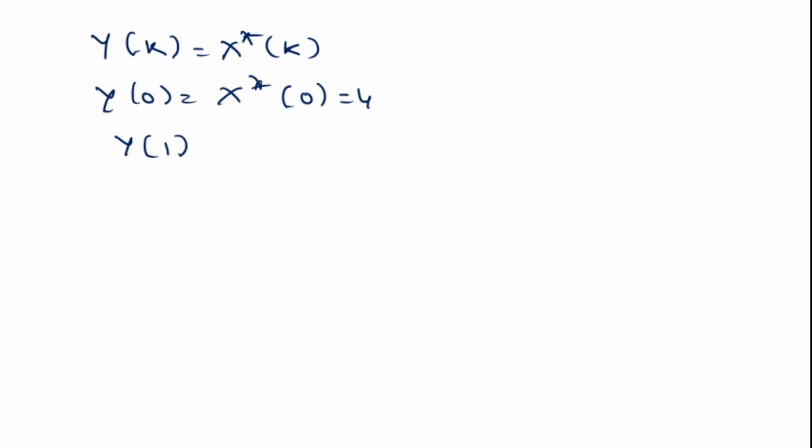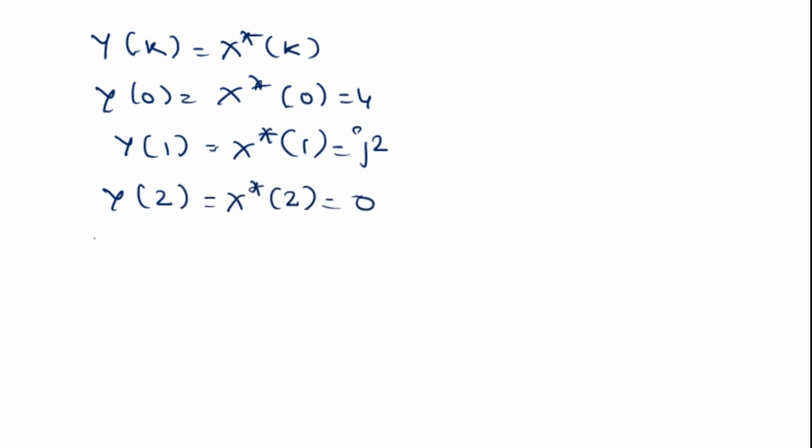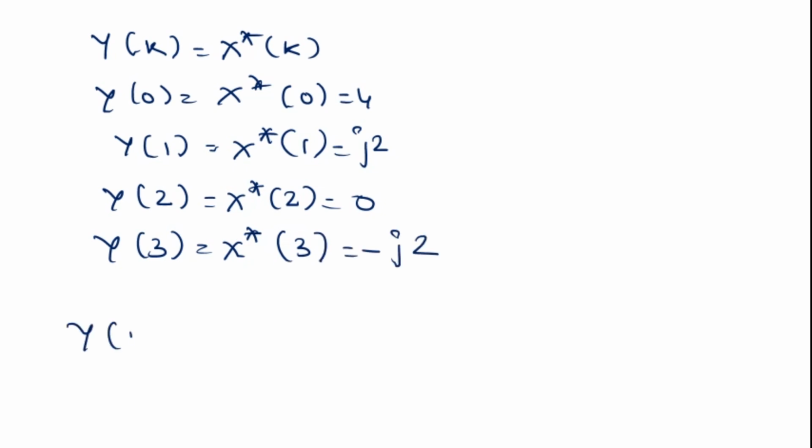Y of 1 is equal to X star of 1, which is equal to j2. Y of 2 is equal to X star of 2 is equal to 0. Y of 3 is equal to X star of 3, which is equal to minus j2. Hence y of k is equal to 4, j2, 0, minus j2.